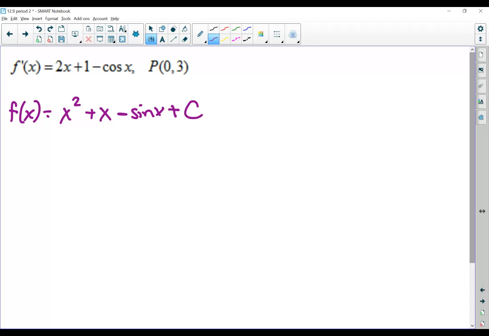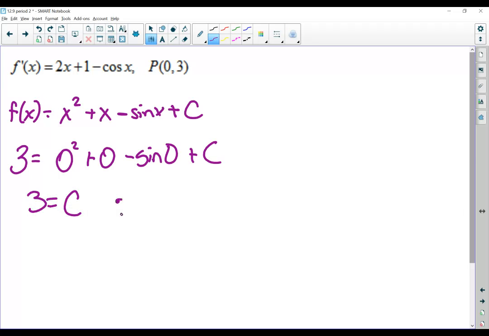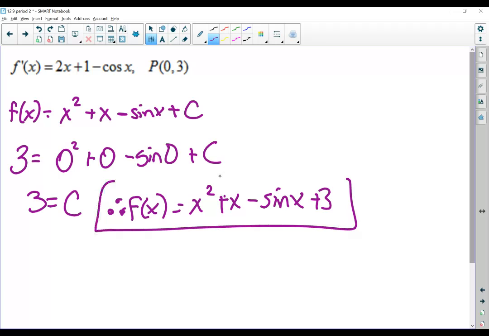Plus c. Could have a constant, have to have a c. C stands for credit, guys. No c, no credit for antiderivatives. Now I know if I plug in 0, I'm going to get out 3. So I'm going to set it equal to 3, and everywhere I see x, I'm going to plug in 0. I'm going to be careful for these trig functions because they're not always 0. But this one is. I get c equals 3. Therefore, f of x equals x squared plus x minus sine x plus 3, and you found the antiderivative.